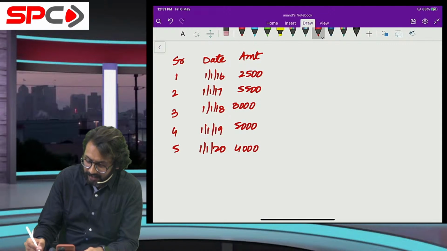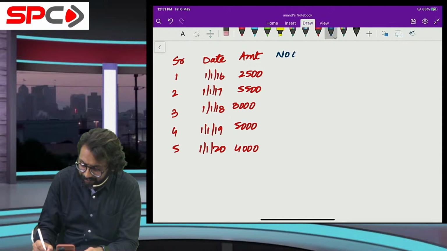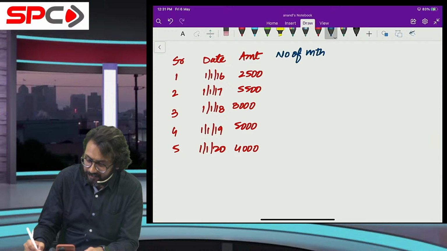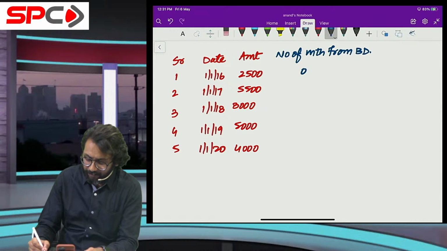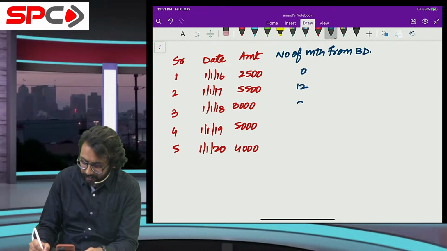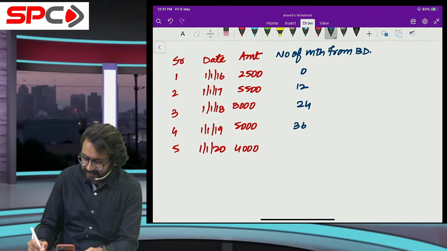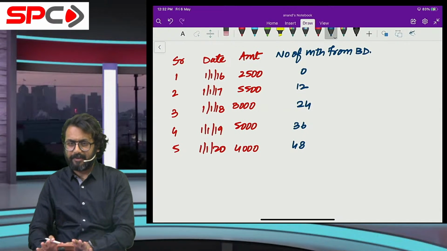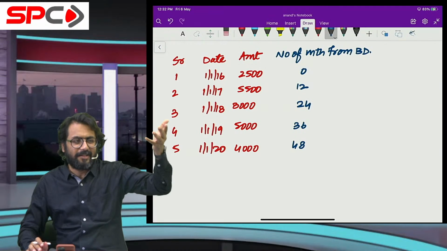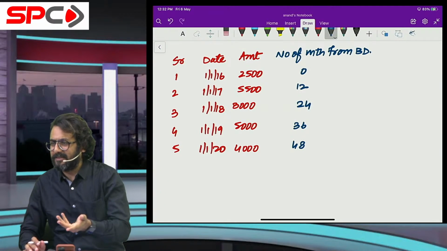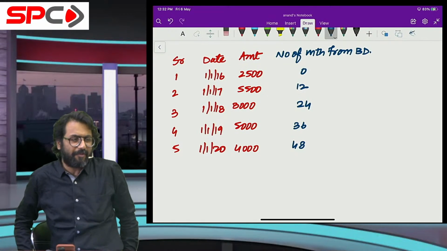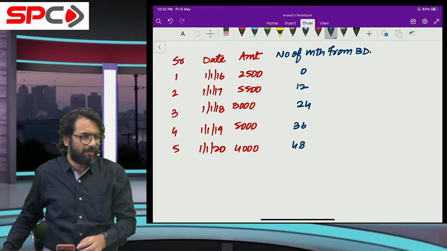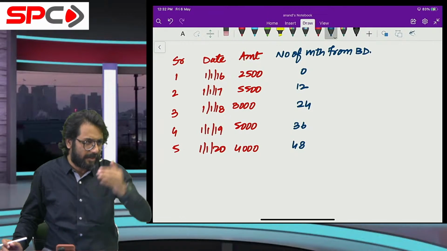Now carefully see, I am going to write down the data. Number of months from base date. The first one is 0. From 1116 to 1117 the number of months is 12, then 24, then 36, then 48. I hope you are agreeing with this. Earlier I calculated in years. Now I am calculating in months, because the figure was coming in decimals. I thought the figure would be in complete years, but it came in points, so it's better to do it more accurately. So we went into months, a lower denomination.